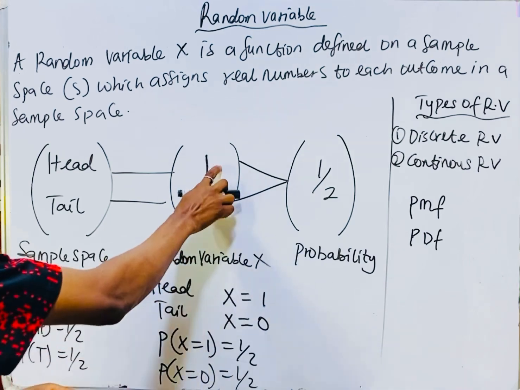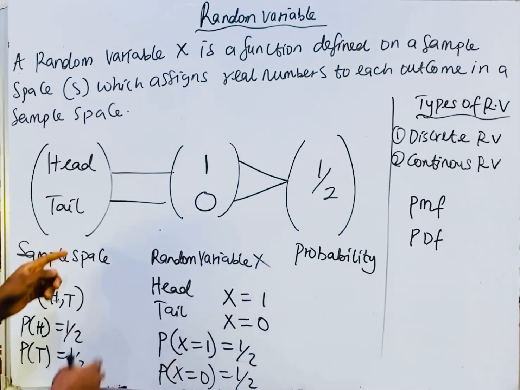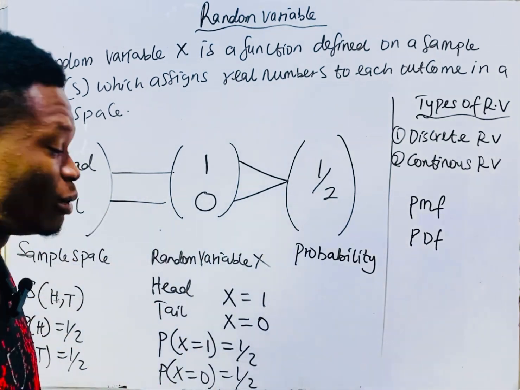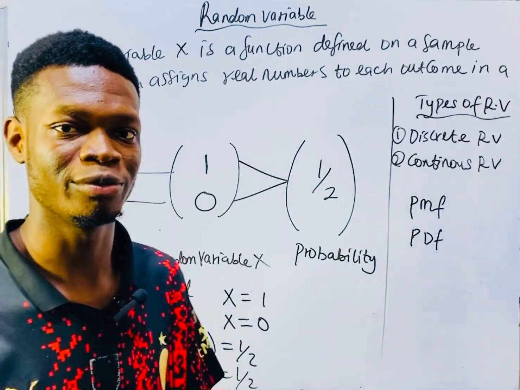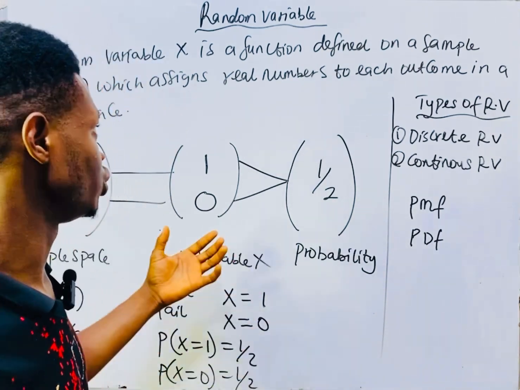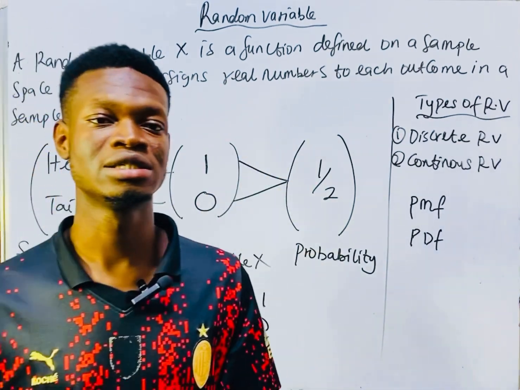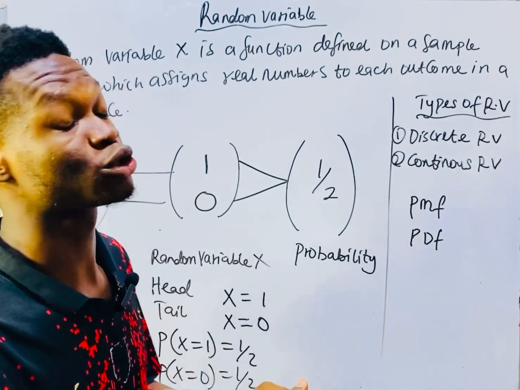So whenever we see 1, we're talking about head. Whenever we see 0, we're talking about tail. What made it possible? This random variable, because it assigns a real number to each outcome in the sample space.